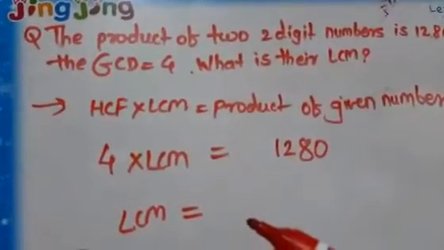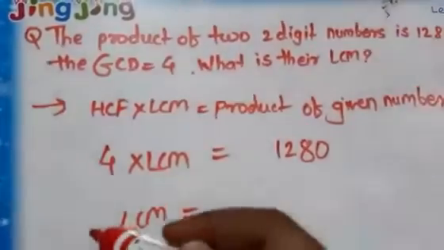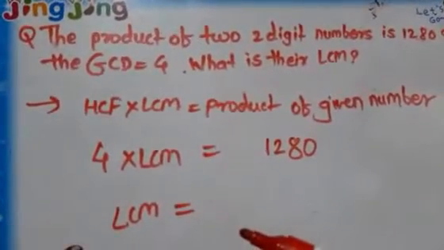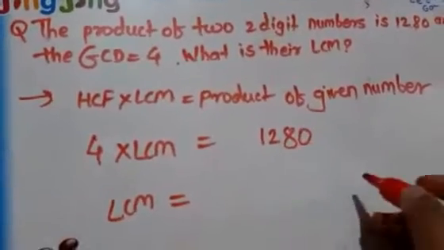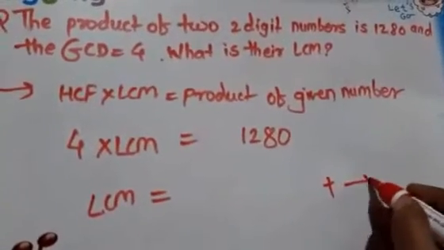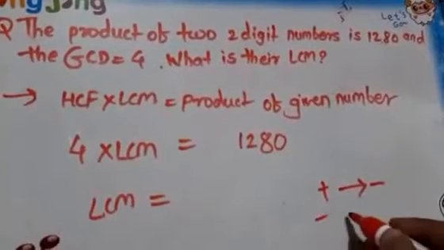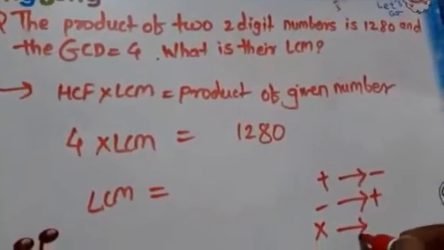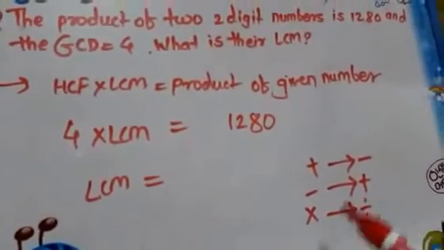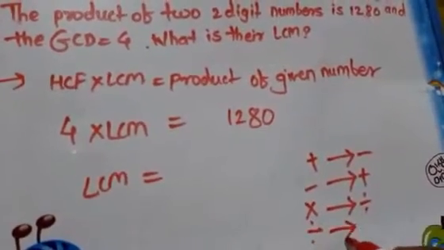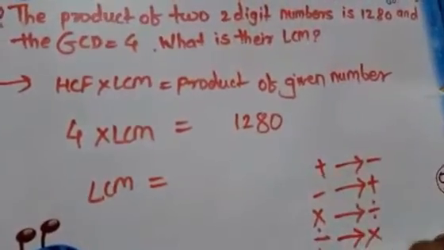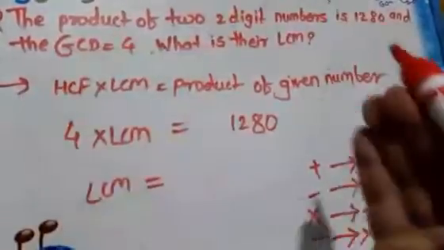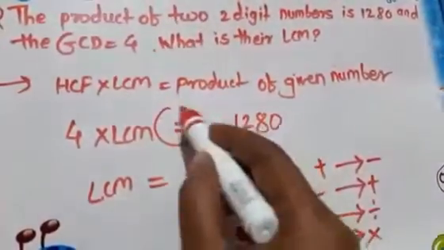But while shifting any number from one side to the other side of the equal to sign, what changes are happening? Might be you learnt in the last standard. If the number is positive, it becomes negative. If the number is negative, it becomes positive. If the operation is multiplication, it turns to division. And if division is there, then it turns to multiplication. This all is happening when we are shifting one number from one side to the other side of the equal to sign.